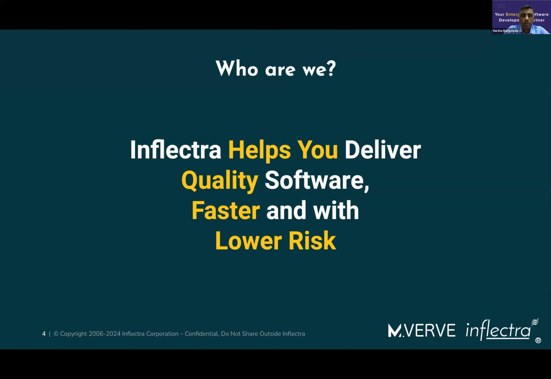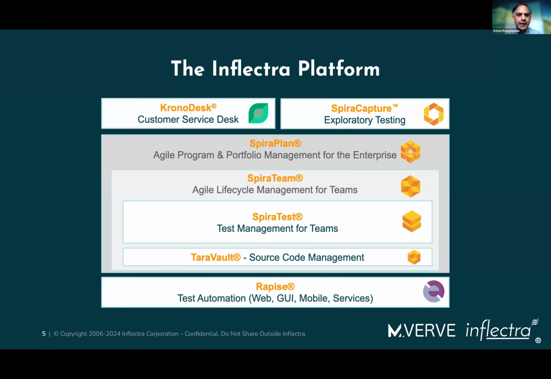Shriram, or Audrey, do you want to talk about Inflectra? Sure, let me give a quick rundown. As you can see, the key message we are focusing on is quality. Inflectra helps you deliver quality software. Software is almost commoditized in every industry at this point. There is not a single industry that does not have software. So we help you deliver quality software, not only faster, but also with lower risk. That's our mantra, and we support multiple industries and multiple regulated sectors.